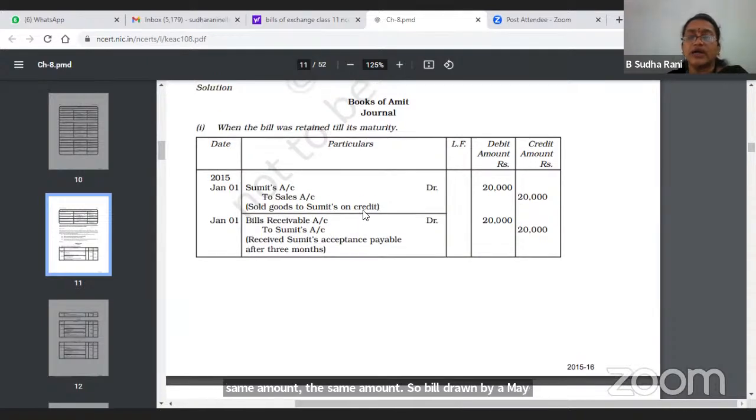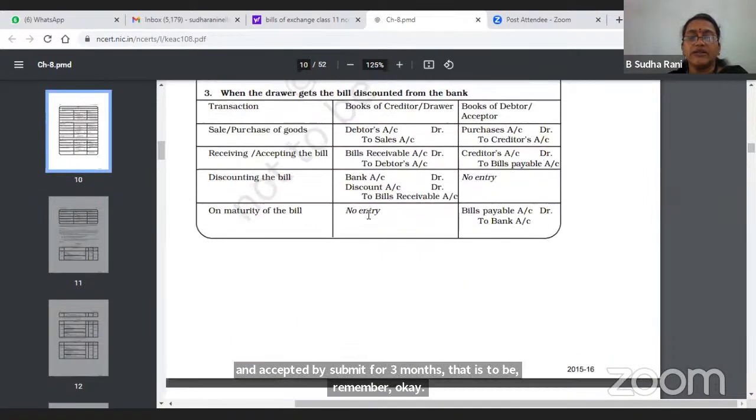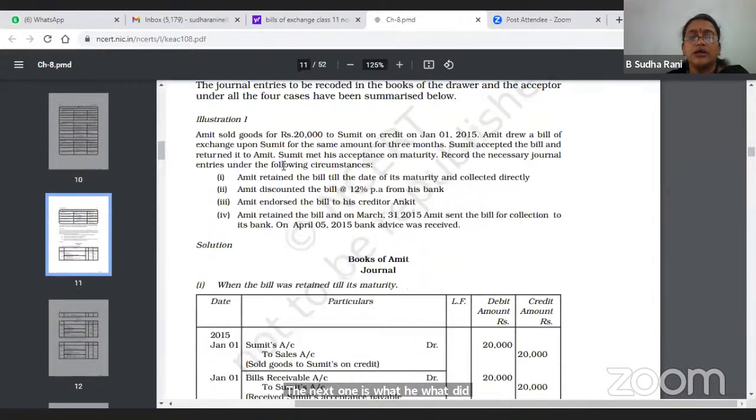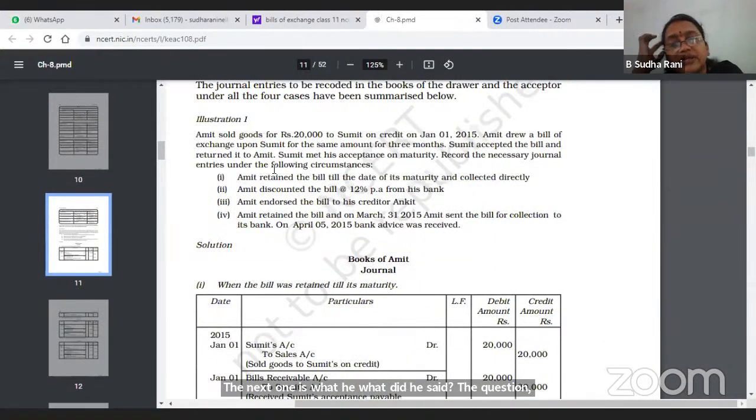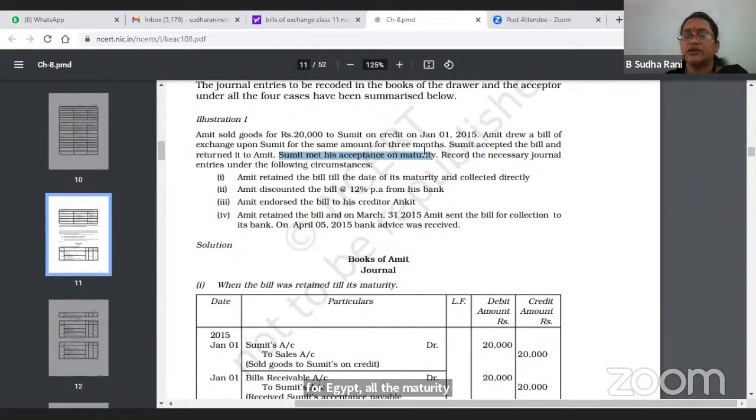Okay. The next one: what did he say in the question? Journal entries on the maturity. Sumit met his acceptance on maturity. It means he paid the amount on the date of maturity. Now tell me, what is the maturity date? The bill was drawn on January 1st, 2015 and the bill term is 3 months. Can anyone please quickly answer? Maturity date of the bill?